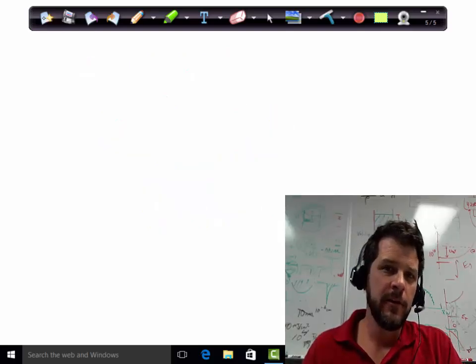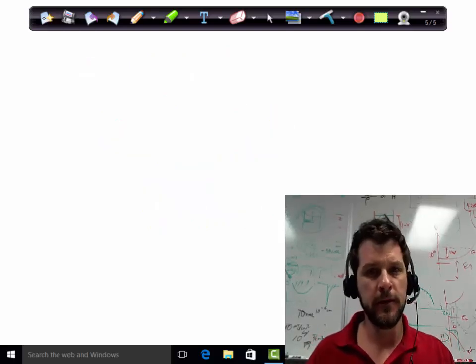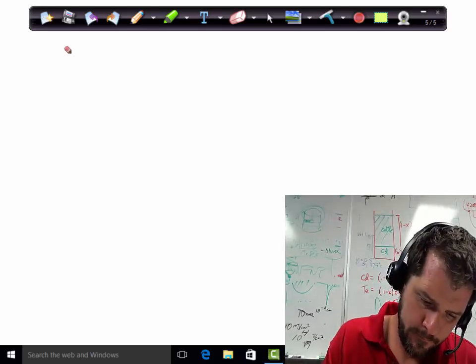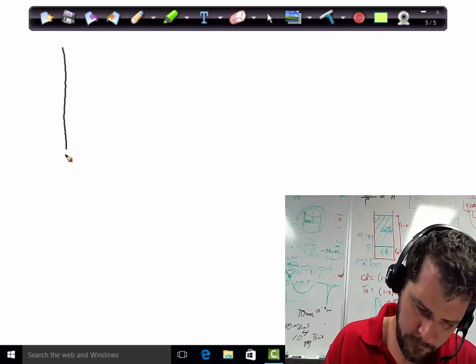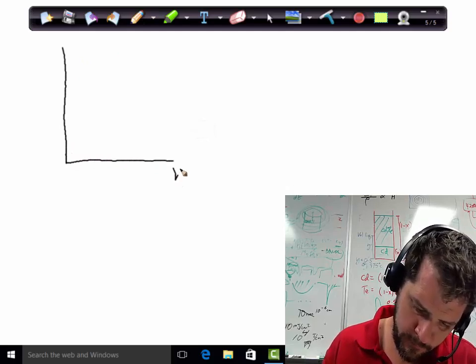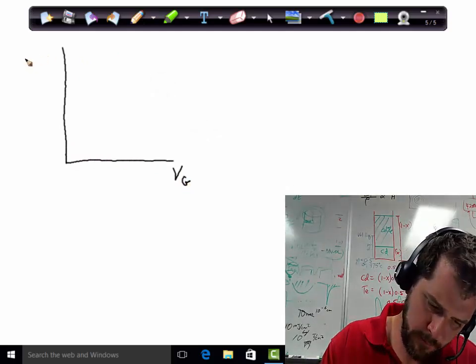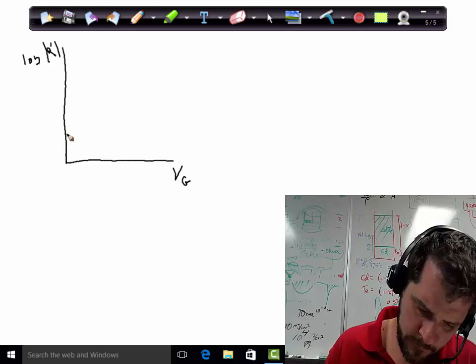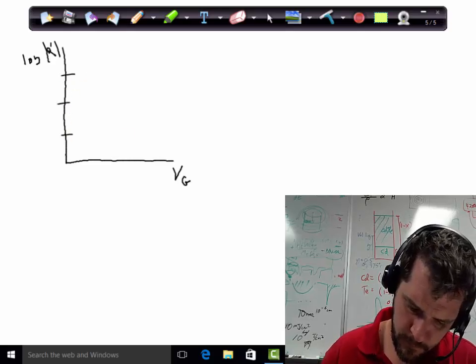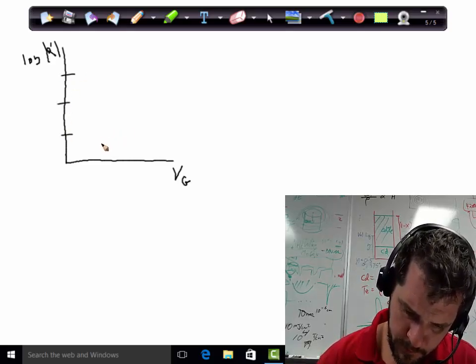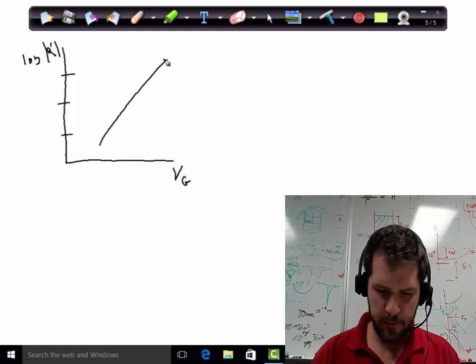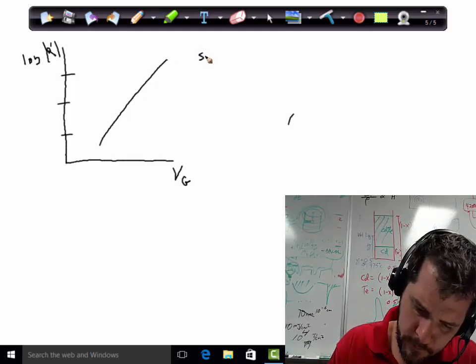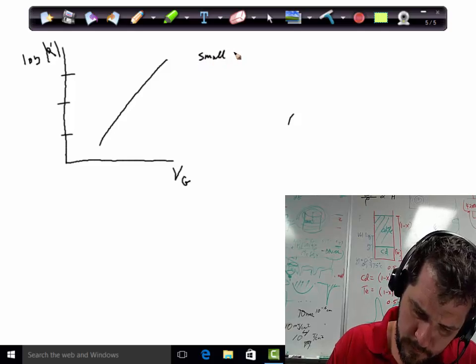Okay, so let's investigate what happens to the charge in the channel as a function of gate voltage. First, let's look at what we're going to plot. We're going to put this versus V gate, and we're going to plot the logarithm of Q here, and basically the plot should be linear for as long as we have a small drain source voltage.